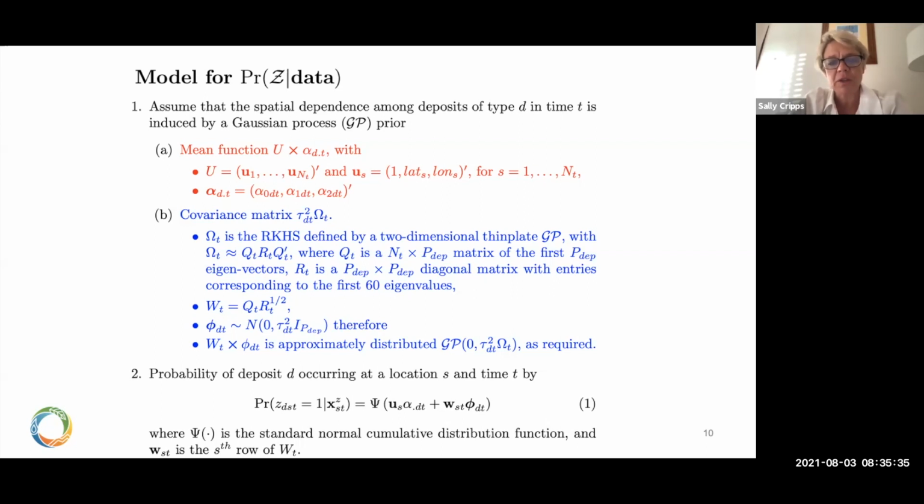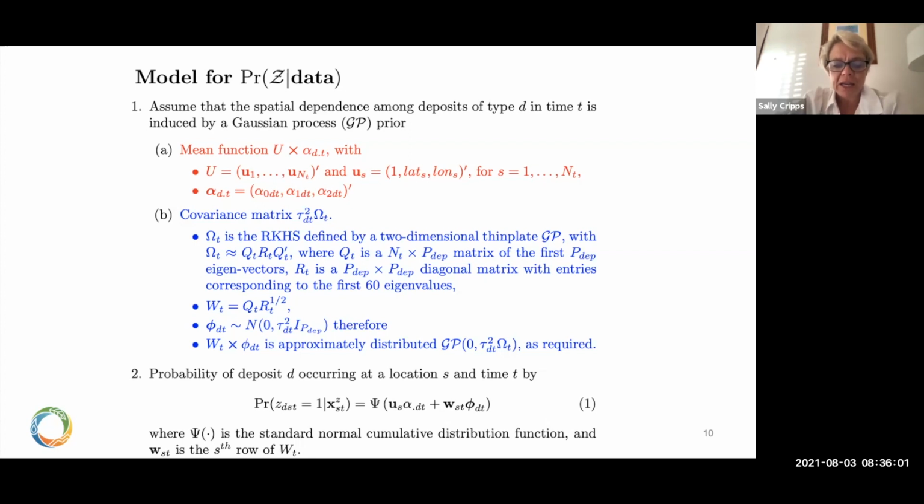So we're going to assume that this spatial dependence is induced by a Gaussian process, with a mean function which is just a linear function of latitude and longitude, and with a covariance matrix, given by omega in this notation, which is the reproducing kernel in Hilbert space, defined by a 2-dimensional thin plate spline.